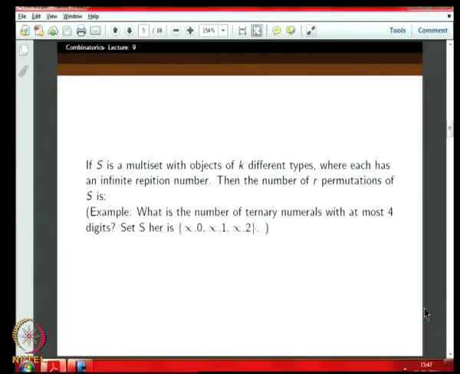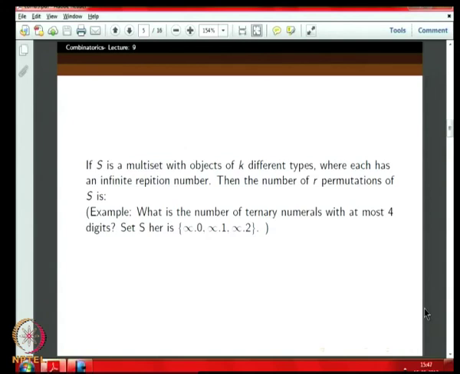One example for this question: suppose we want to create ternary numerals with at most 4 digits. That means if it is a 3 digit number, we can say that it starts with 0, so 0 1 2 0 is a ternary number with 3 digits, but we can just say that I always use 4 digits. When it is a 3 digit number, I will put a 0 in the beginning. That means the first position can be filled with 0, 1 or 2. The second position also can be filled with 0, 1 or 2. The third position also can be filled with 0, 1 or 2, right. So this is one example of this kind of setting.